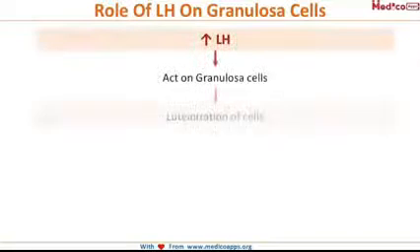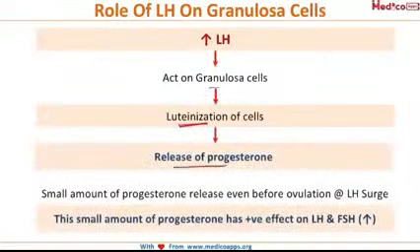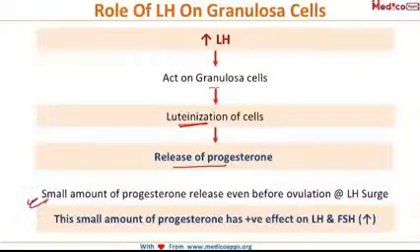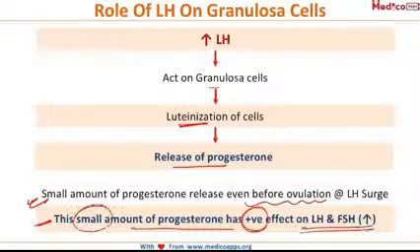Now the third, it acts on the granulosa cells, and here it causes luteinization of the granulosa cells. And from these luteinized granulosa cells, progesterone is released. So a small amount of progesterone is released even before the ovulation. And this small amount of progesterone has a positive feedback effect on LH and FSH. So here you see in small concentrations, the progesterone has a positive feedback effect on LH and FSH.